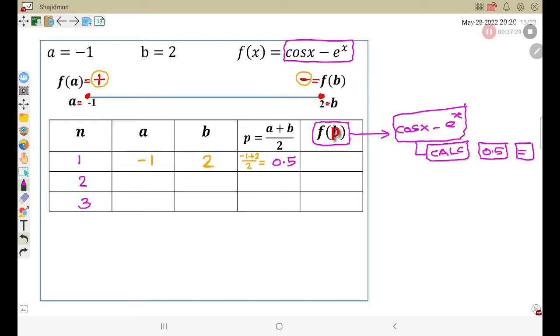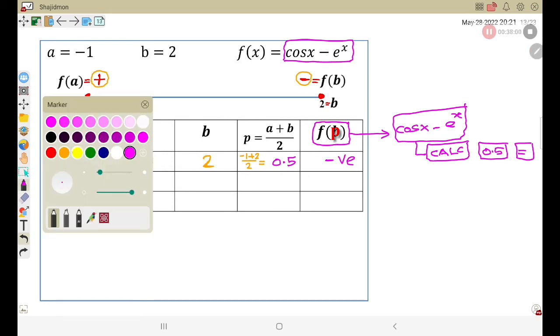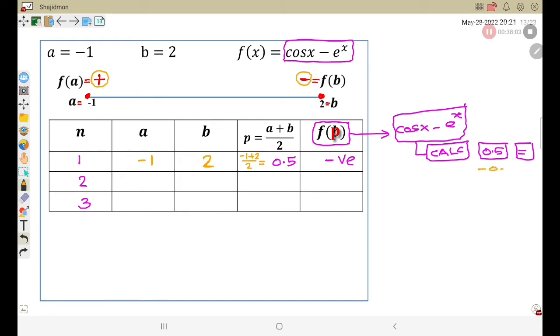So that you are getting what is the sign of that number. Only we need the sign. We don't want the number. If you are writing the number, it will confuse you. So I am just writing, we will get negative sign. I hope you understood how we are getting that negative sign. Cos x minus e power x, calc 0.5 equal to, you will get minus 0.771. I am just writing for your understanding only. That is why we are putting negative sign.